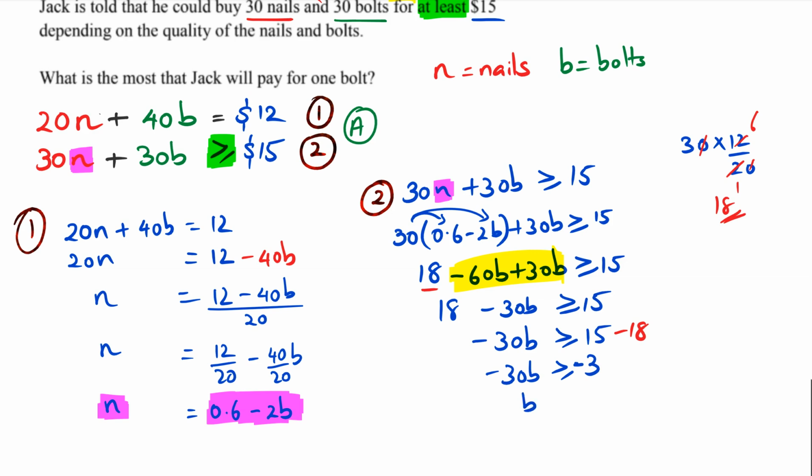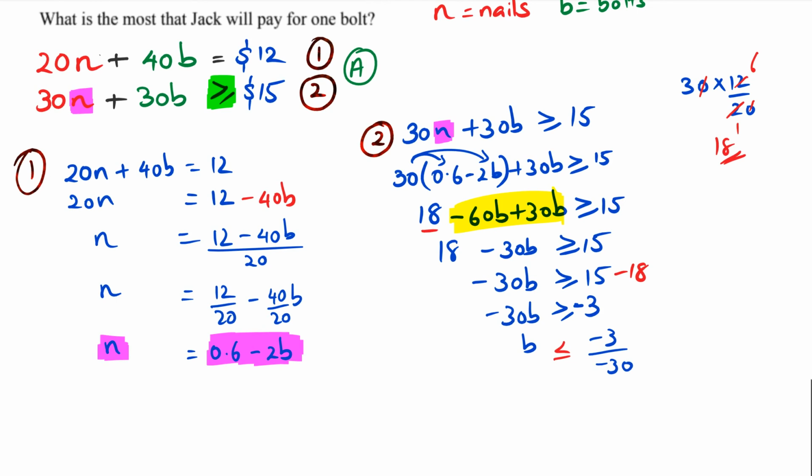And then b is negative 3 divided by negative 30. Remember that because we're dividing by a negative number, the symbol actually switches over. What we end up getting is b has to be less than or equal to 3 over 30, which is 0.1, and the two negatives cancel out, so it ends up being 0.1.